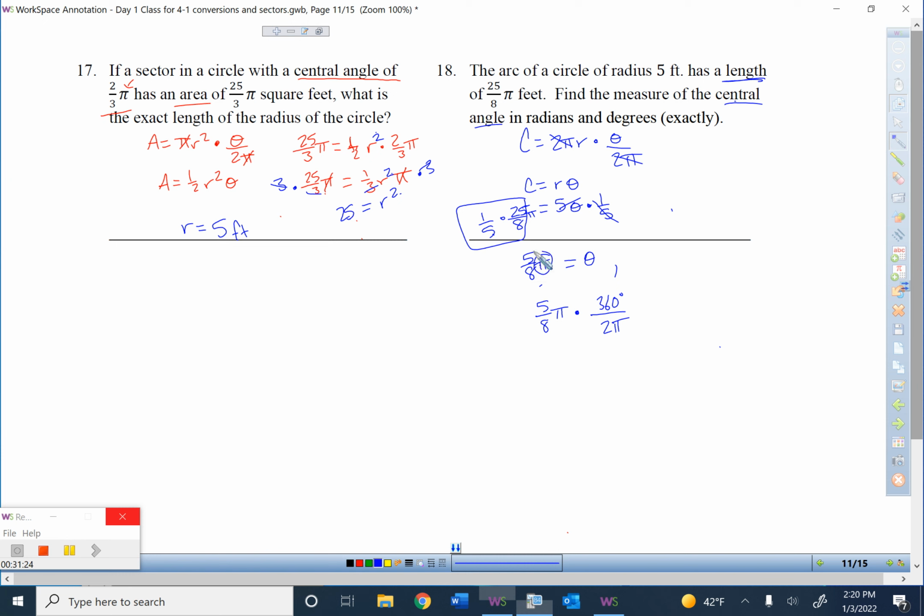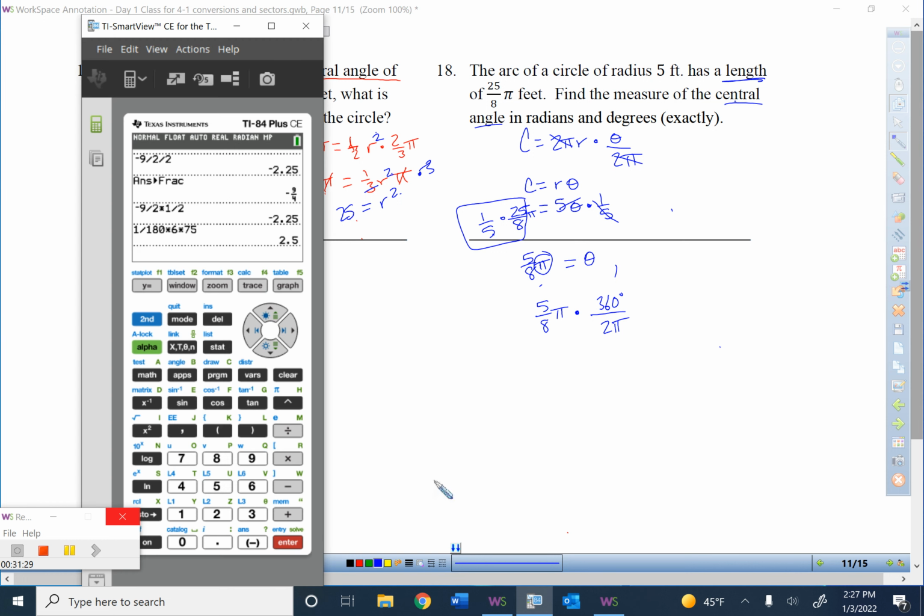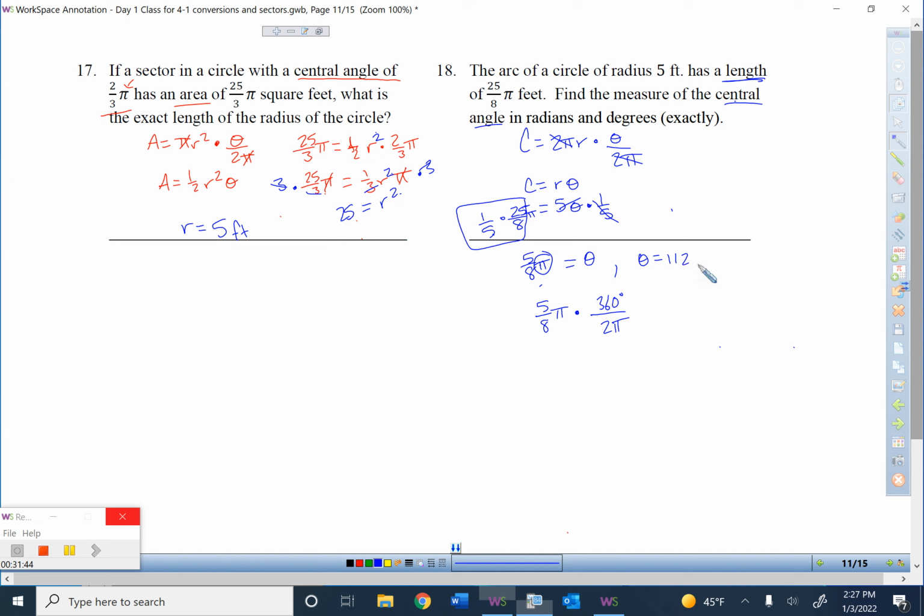Pi is the same thing as 180 degrees. So if you know that that is 180 degrees, you just take 5 divided by 8 times 180, and you can get there a little bit faster. Same answer if you use this formula or that shortcut. But we're going to get theta is also 112.5 degrees. These are your answers because it asked for both.